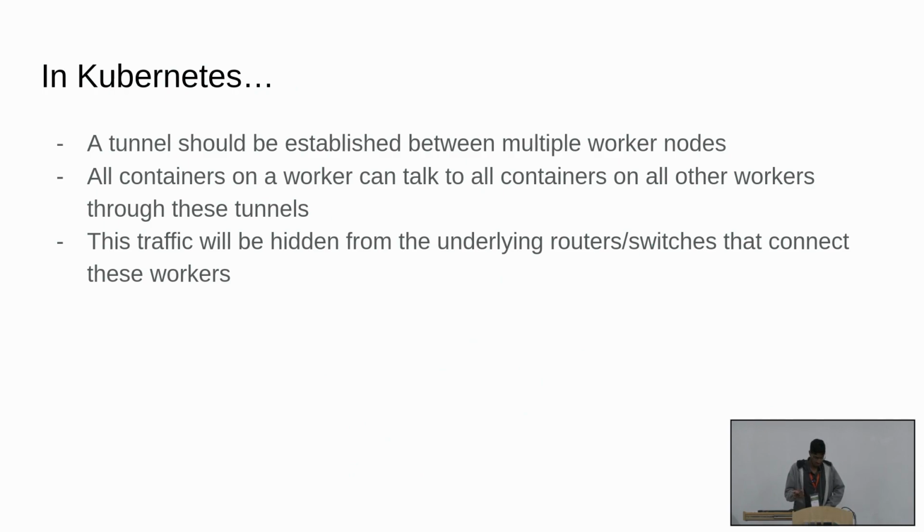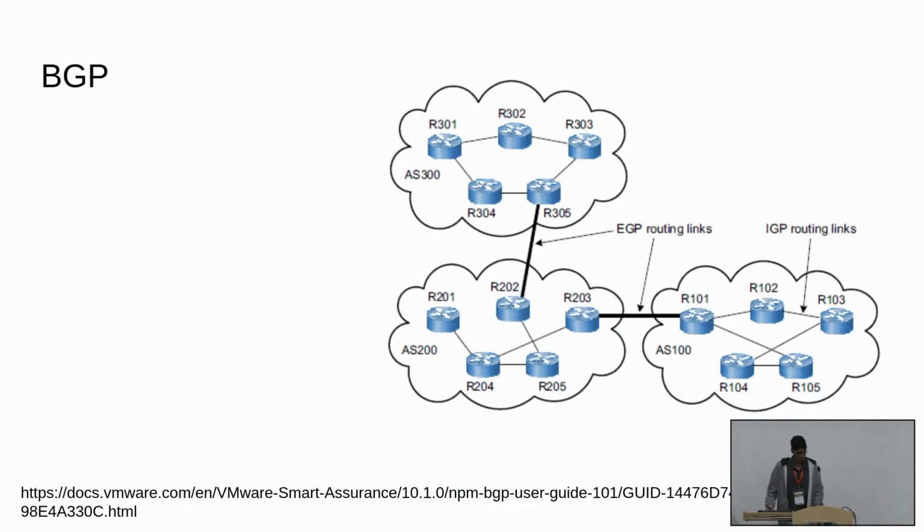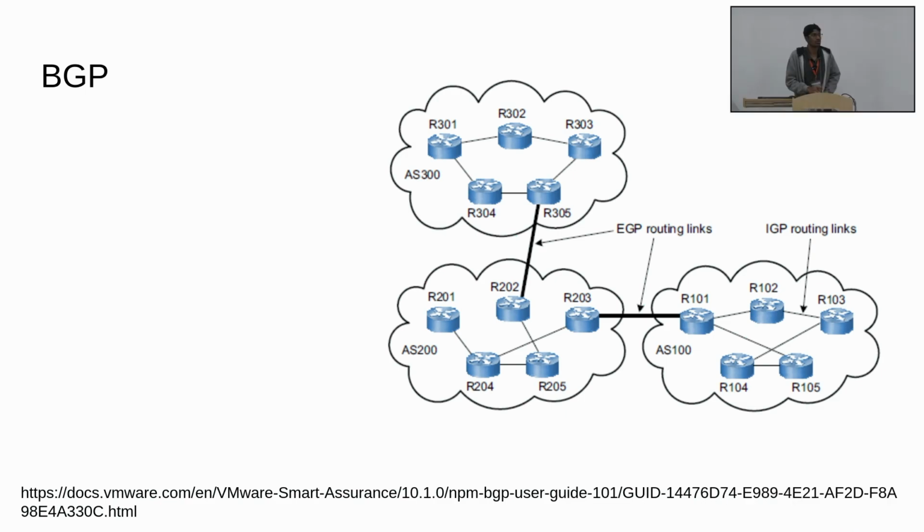So if you have to do this in Kubernetes, you have to set up this tunnel between the Kubernetes workers, and then the containers can talk to each other through those tunnels, right? So that's the idea of this encapsulation. So like I said, the other family of protocols, this is just for your information, right?